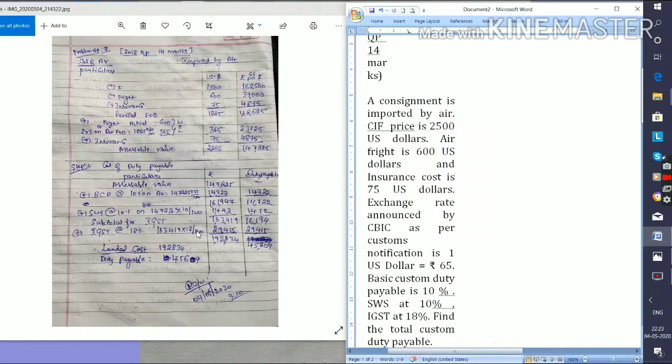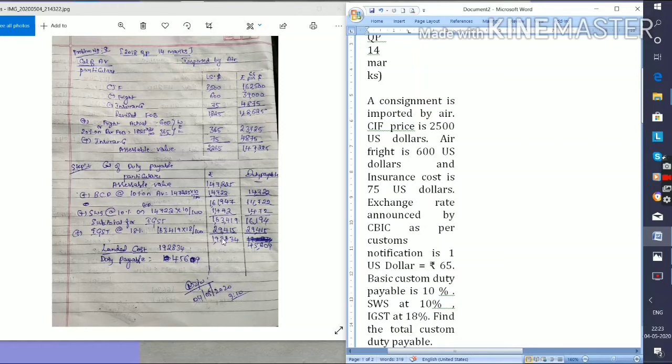1,63,419 into 18%. Don't consider this amount. Take the 1,63,419 which is there in the first column into 18%, 29,415. That is a tax amount. Add in both columns, right? Again add 1,63,419 plus 29,415.